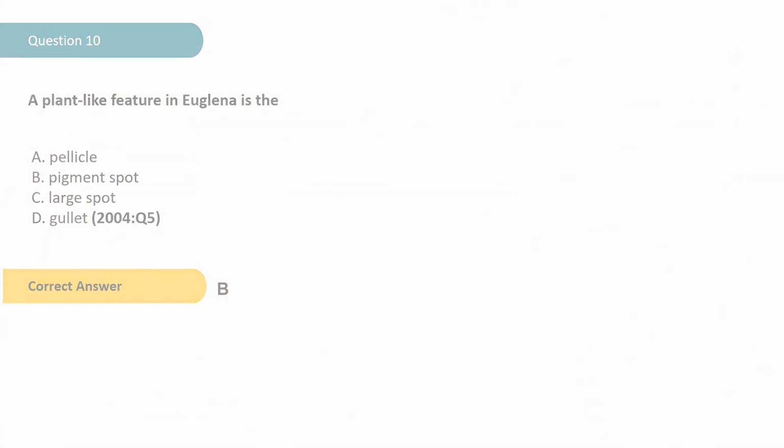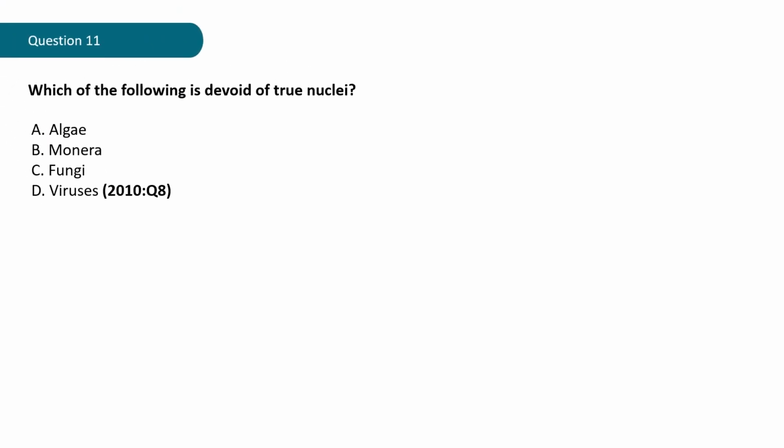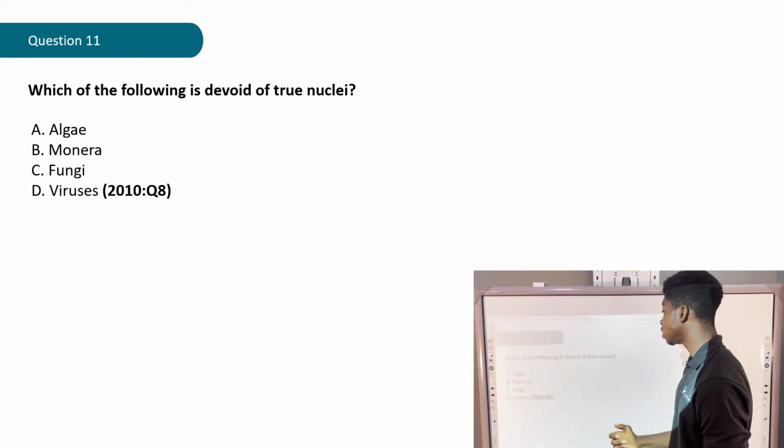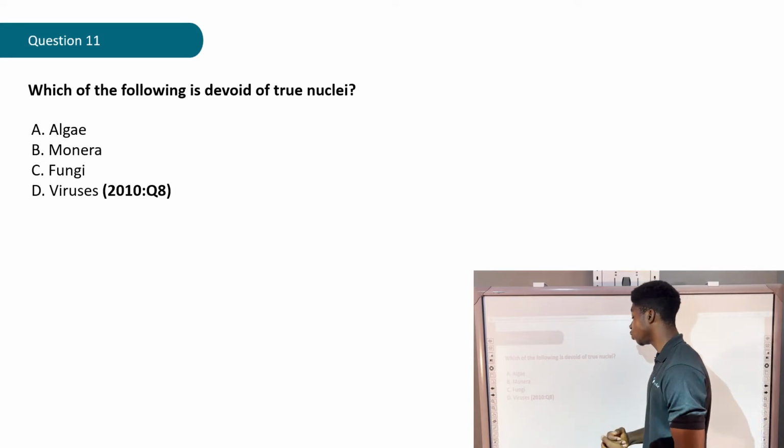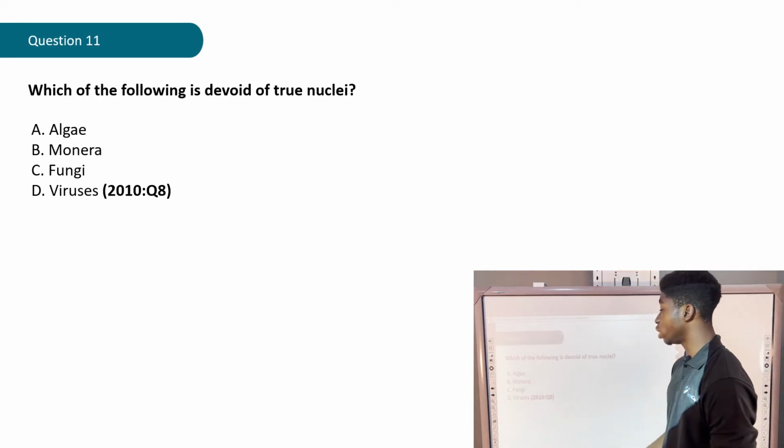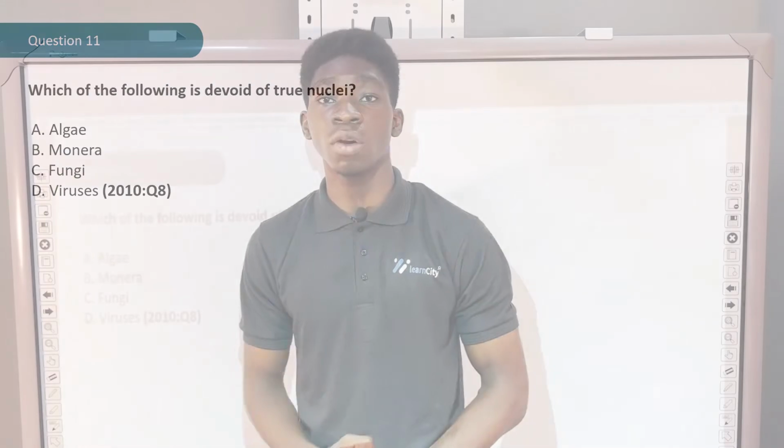Question 11. Which of the following is devoid of true nuclei? A. Algae, B. Monera, C. Fungi, D. Viruses. The question is gotten from the year 2010, question 8. Why not give it a try?